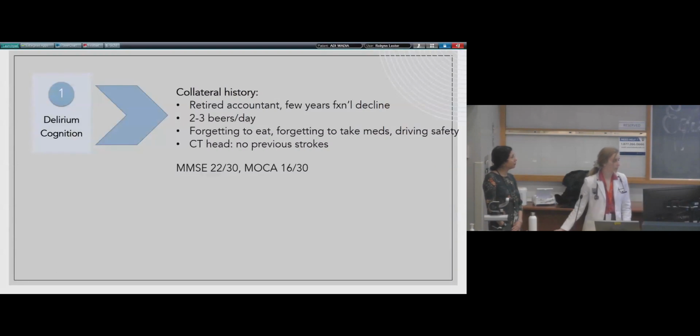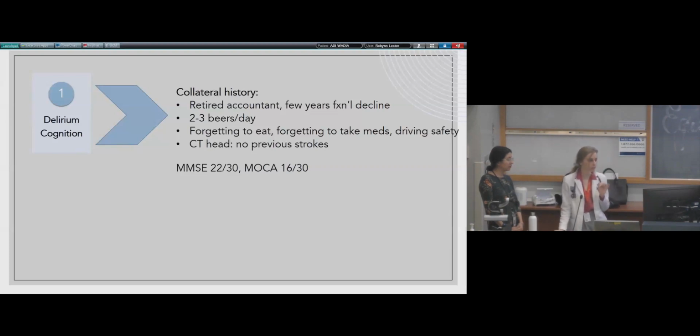What we find out is that Jane is a retired accountant. She's had a few years of functional decline, though. And this is largely from her daughter, who's the collateral history during our assessment. She drinks about 2 to 3 beers per day. Sometimes she actually forgets to eat. She's been forgetting to take her medications. And the daughter has some concerns about her getting lost while driving.